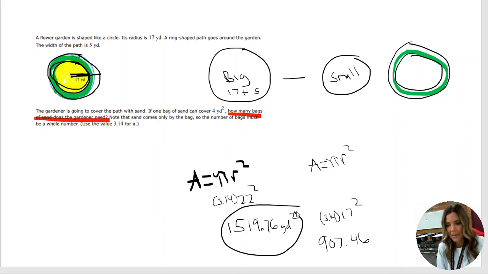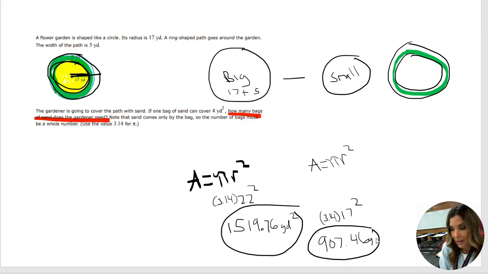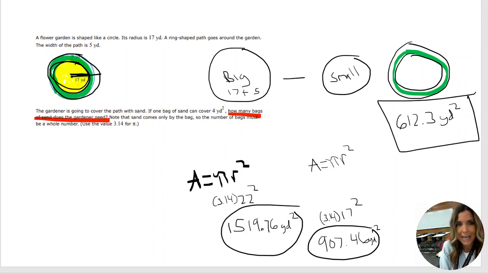Okay, so the area of my big circle, including the garden and the path, is 1,519.76. The area of the smaller inner circle is 907.46 yards squared. So if we want to know the area of just the path, we have to subtract those two. When I subtract those two, I get 612.3 yards squared.